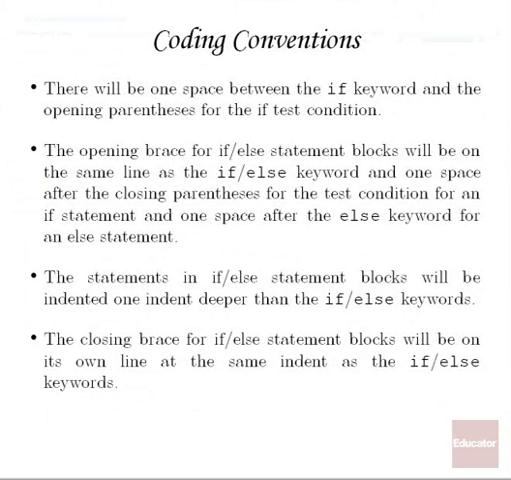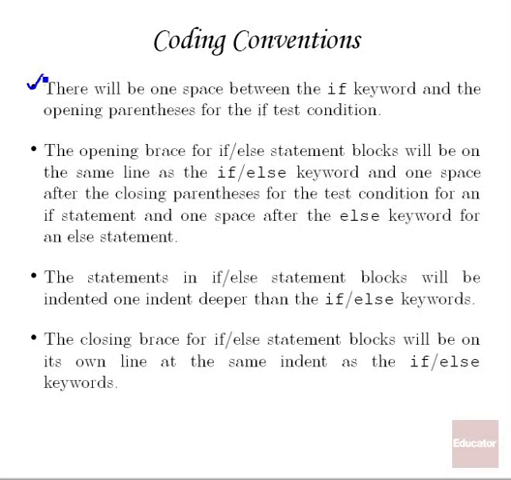Now I just want to talk about coding conventions as they apply to if statements and else statements. Basically, the examples we've seen are formatted the way that we're going to be formatting them in the class. Namely, first off, there'll always be a space between the if keyword and the opening parentheses of the test condition. And additionally, after the closing parentheses of the test condition, there'll be a space followed by the opening curly brace. So the curly brace for an if statement is always going to be on the same line as the if keyword and the if condition, and it's going to be one space after.